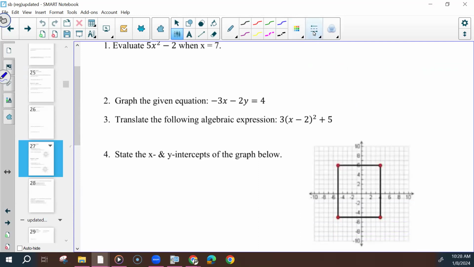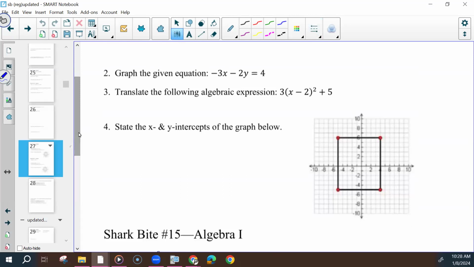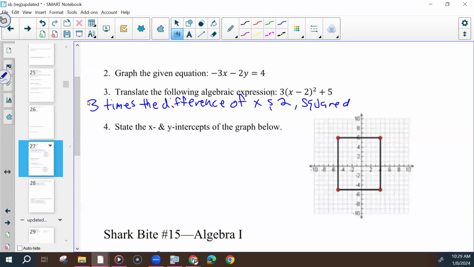So number 3, we had to translate the algebraic expression into words. There were different ways to do that. I'm just going to write down one, and if you want to give me what you wrote, I can say if it's right or not. One way to write this: 3 times the difference of x and 2, comma, squares. That's going to show that all of that's been squared. And then another comma, all added to 5. That would be one way to write that.